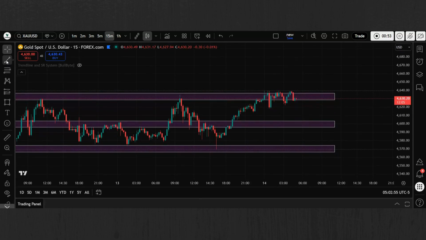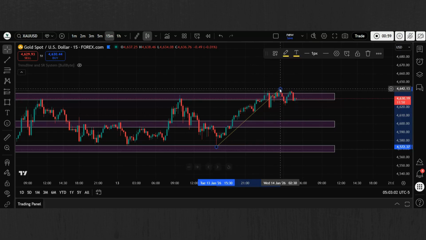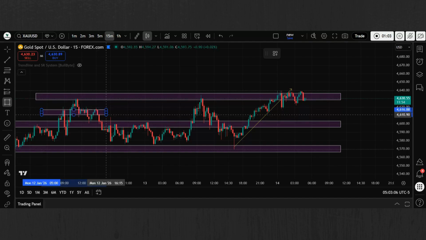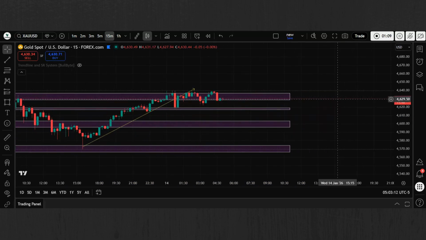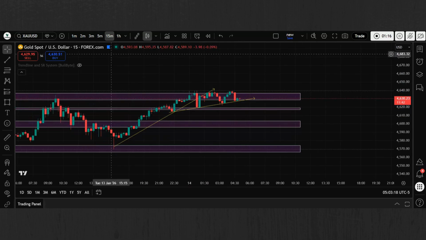Now, this might look easy when you watch me do it, but trust me, this is years of practice. It looks simple, but it is not. Identifying the right levels, filtering out the noise, and understanding price behavior takes a lot of screen time and experience. But once you have this foundation in place, you have a structured framework to trade from. You are not guessing anymore. You have context.